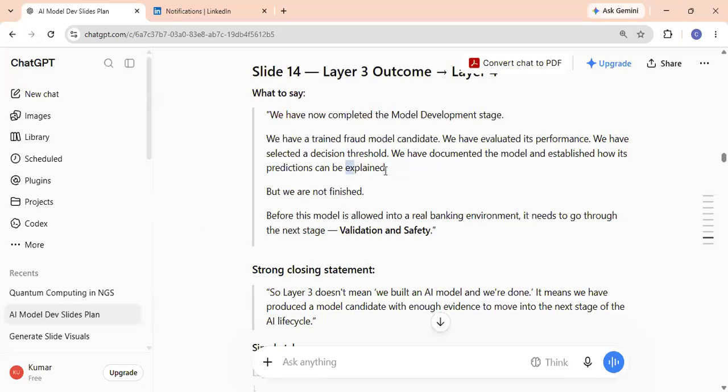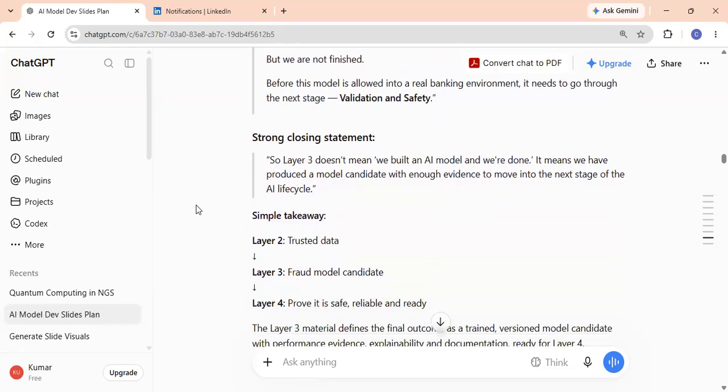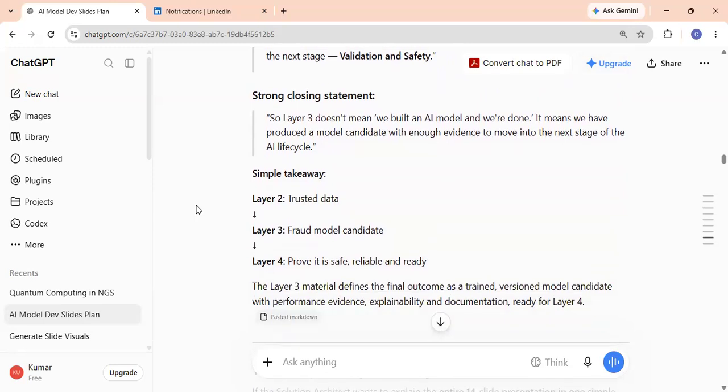That's where we have seen explainability and all these things. But we are not finished. Why? Before this model is allowed into a real banking environment, it needs to go through the next stage, which is validation and safety. That is the next layer, right? As per the AI life cycle, the 7 layer cycle. So the strong closing statement in this slide is, layer 3 doesn't mean we built an AI model and we are done. It means we have produced a model candidate with enough evidence to move into the next stage of the AI life cycle.